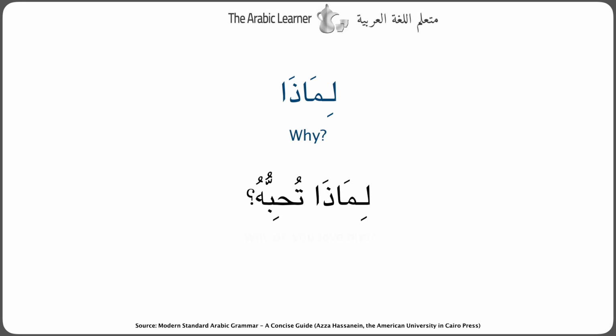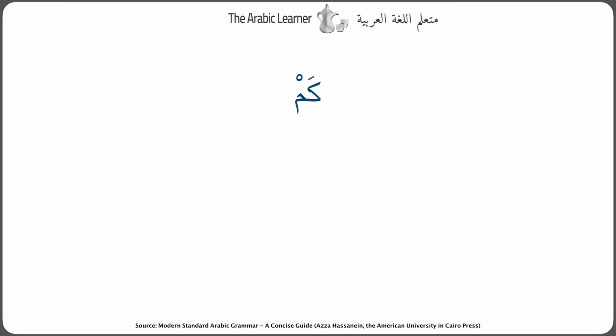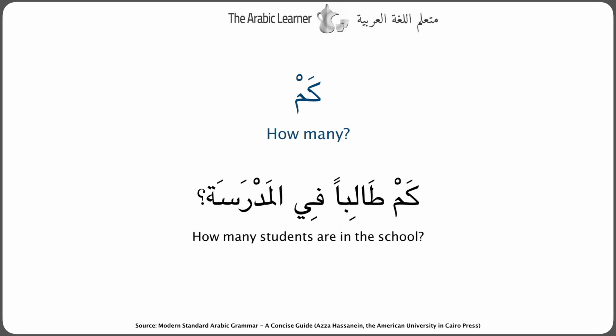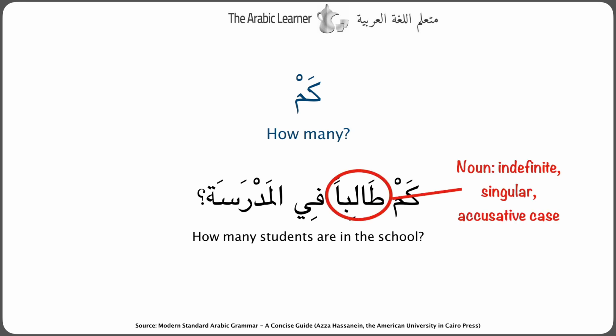لماذا؟ لماذا تحبه؟ Why do you love him? Okay, and again, this is a simple interrogative particle that doesn't really take different forms. It always comes through as لماذا. كم؟ How many? كم طالبا في المدرسة؟ Now notice here that following the word kem, how many, we have a noun, and the form of that noun is always indefinite, singular, and in the accusative case.